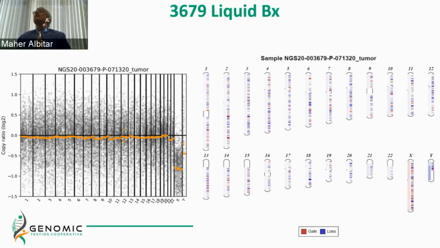In this case, as you can really see, this is a good biopsy, and we don't detect much genomic abnormality or chromosomal growth abnormalities. Next slide.